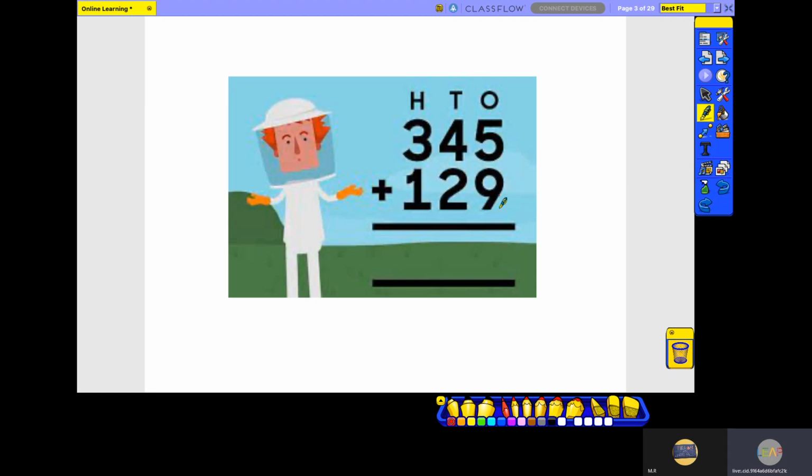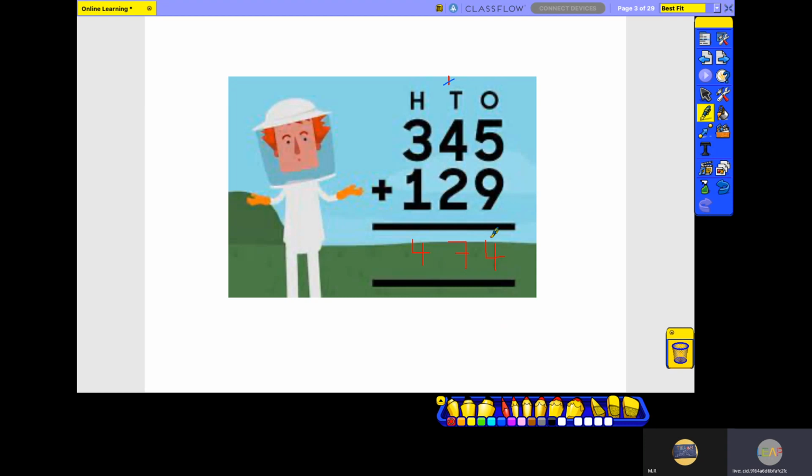So 9 add 5, you should have guessed it by now, is 14. So you put your unit there and you put your 1 there, your tens column, that goes onto the next column. So you end up with 4 add 2 is 6. Remember to add the 1, it becomes 7. Now, a good technique is once you finish using that 1, just cross it off so you don't have to use it again. Okay, 3 add 1 is 4. So your final answer is 474.